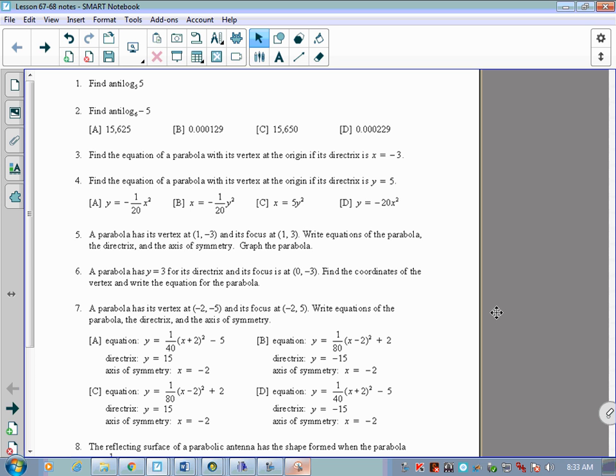And so what you guys are going to do is pull out that calculator and solve anti-log base 6 of negative 5. Tell me what you get.